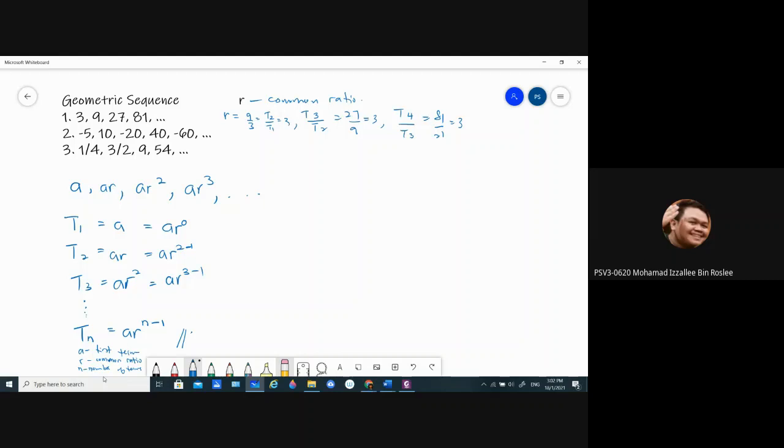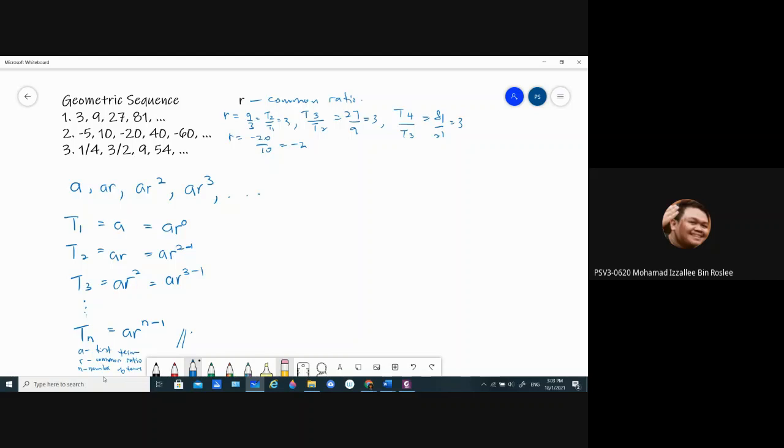Sequence number 2. What is the common ratio? Negative 2. How did you get that? 10 divided by negative 5, so it's negative 2. Or negative 20 divided by 10. So it is negative 2. Okay, good.